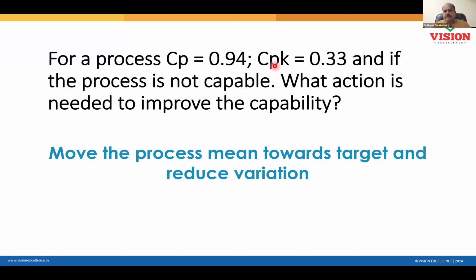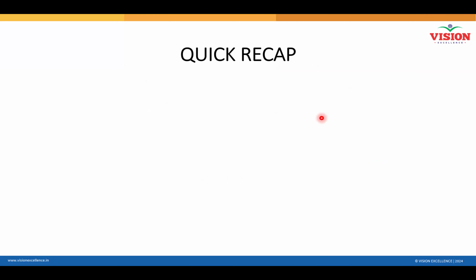Okay, coming here. Look at CP, CPK: 0.94, 0.33. Both are under trouble. Can you see that? CP also under trouble, CPK also under trouble. Now, what are the actions you need to do? Two actions. One is correct the average, which means move it towards the target. Another thing is reduce the variation. So both you need to do.